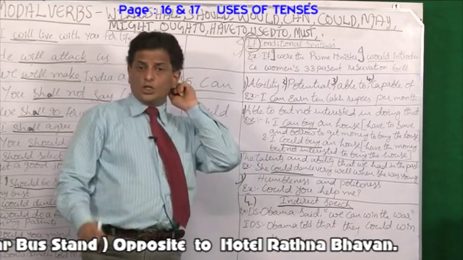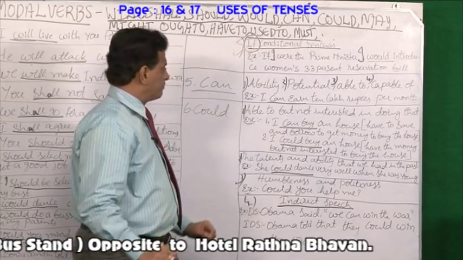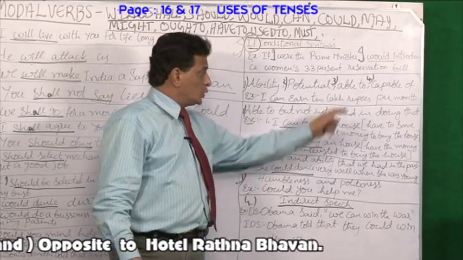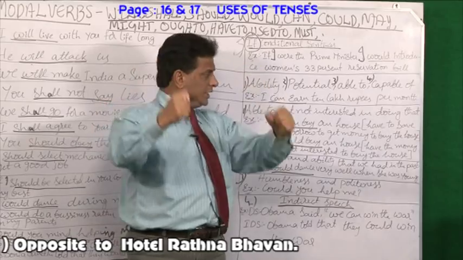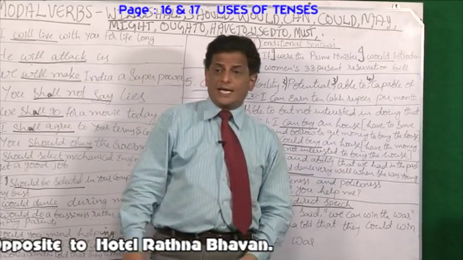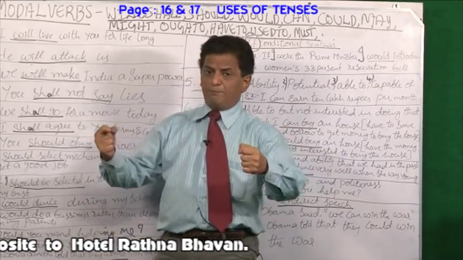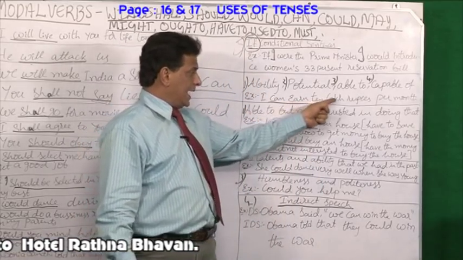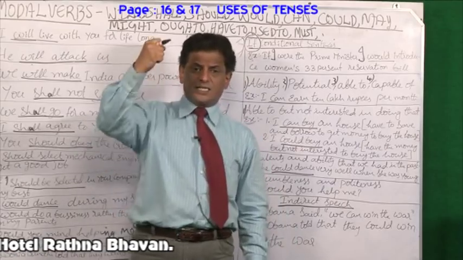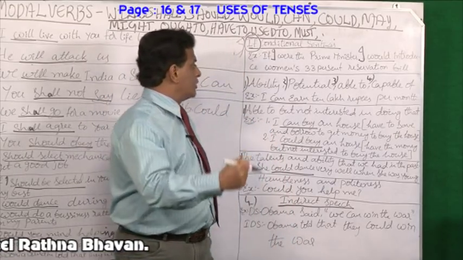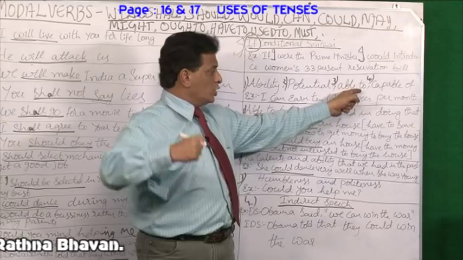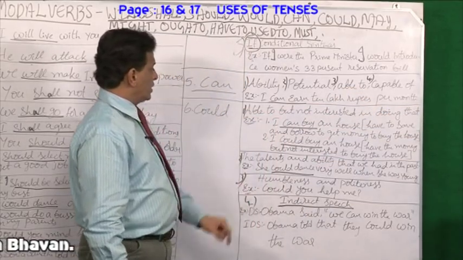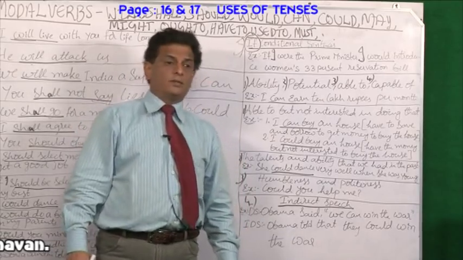Can is used to show the ability you have, to show the potential, the strength you have, to show how you are able to do certain things. Number 4th place, can is used to show how capable you are to do certain things. I can earn 10 lakh rupees per month. I can earn. So, you are capable of doing that. You have the potential to do that. You are able to do that. You are capable of doing that. Those places you are using can modal verb.